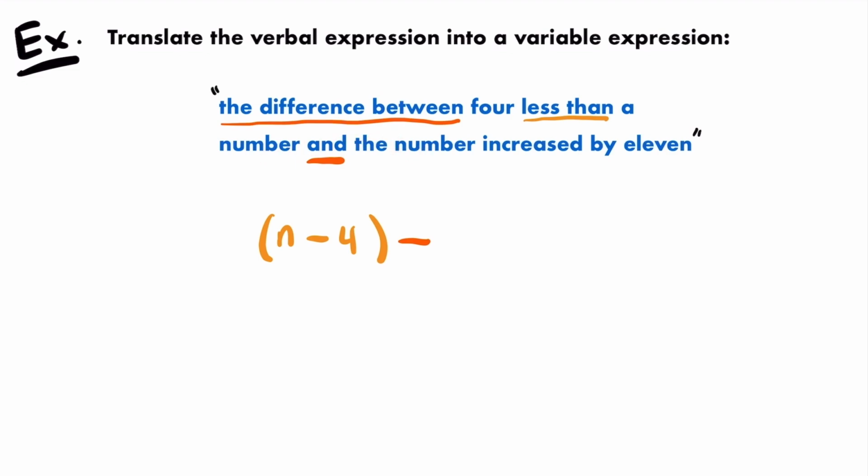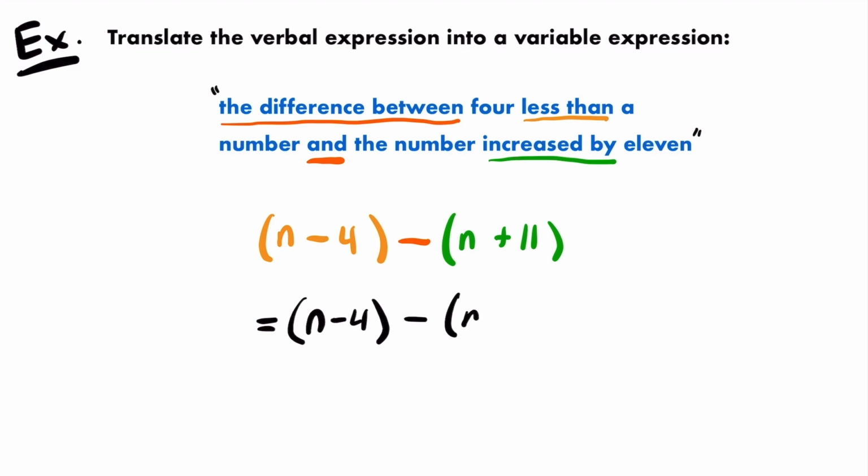All right, it's the same number, and we are increasing it by 11, and that phrase increased by refers to addition. All right, so in this case, we have the addition of two numbers, specifically that number n and 11. And that right there would be the variable expression translated from this verbal expression. And I'll just rewrite it here to be one solid color. We have n minus 4 in parentheses minus n plus 11. That would be the correct answer.